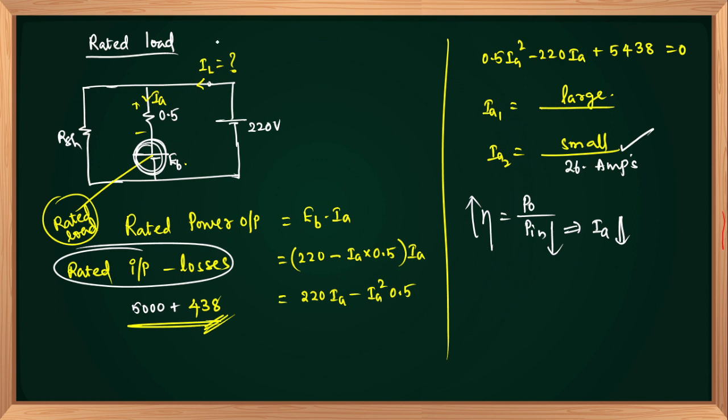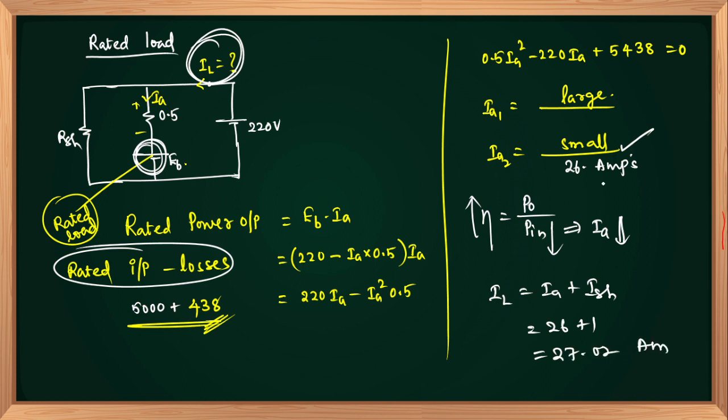The answer: he's asking for line current. So what is the line current? Line current is equal to armature current plus shunt field current. 26 plus 1, it will be around 27 point something, whatever the approximate answer is. That could be the answer.